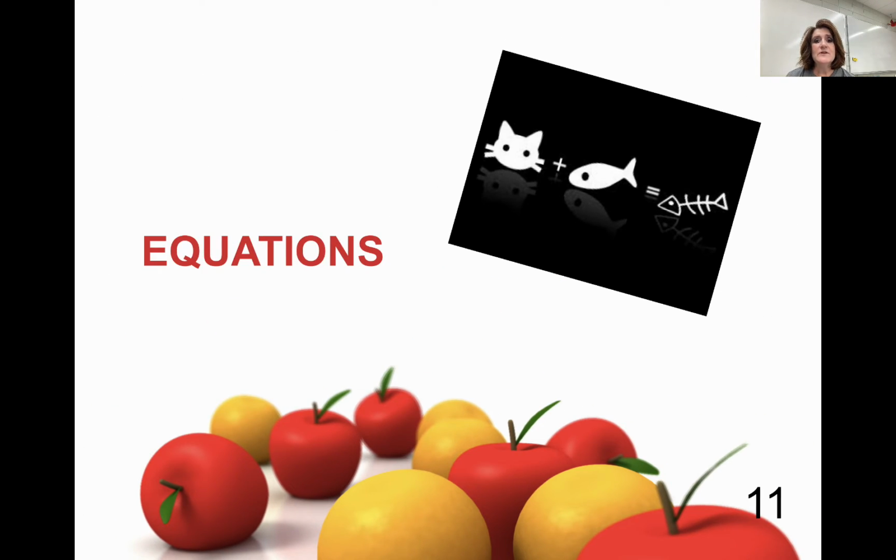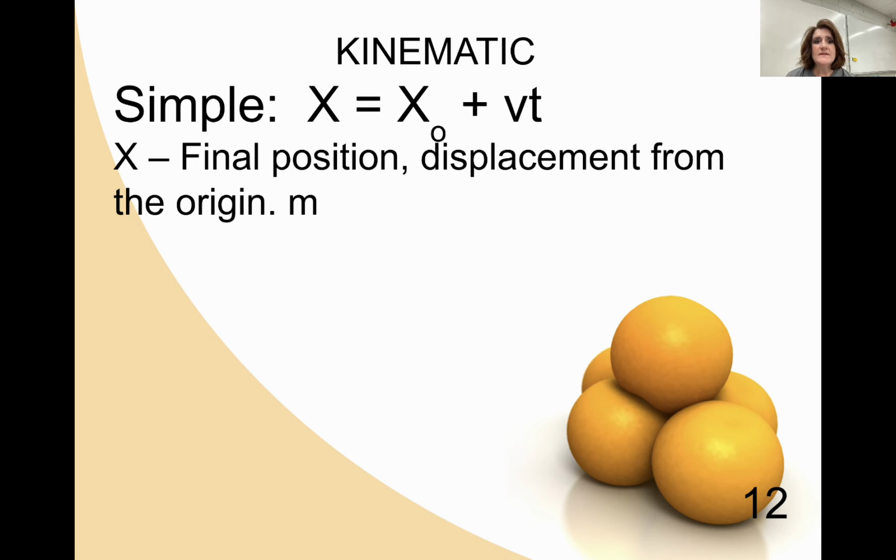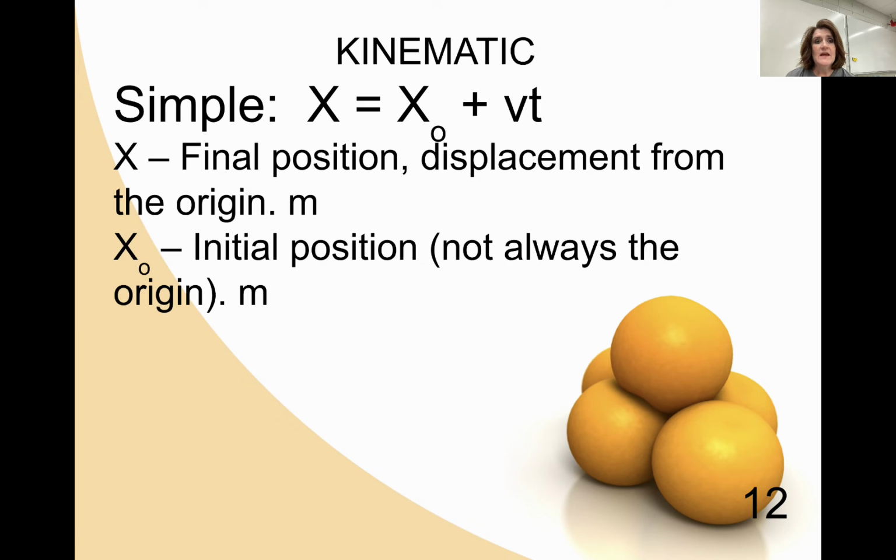Now let's look at your equations. You'll have 4 primary equations. Equation simple. This is kinematic simple. X is equal to x naught plus vt, where x is the final position, displacement from the origin in meters. X naught is the initial position, again, not always at the origin, again in meters. V is the velocity in meters per second, and t is time in seconds.